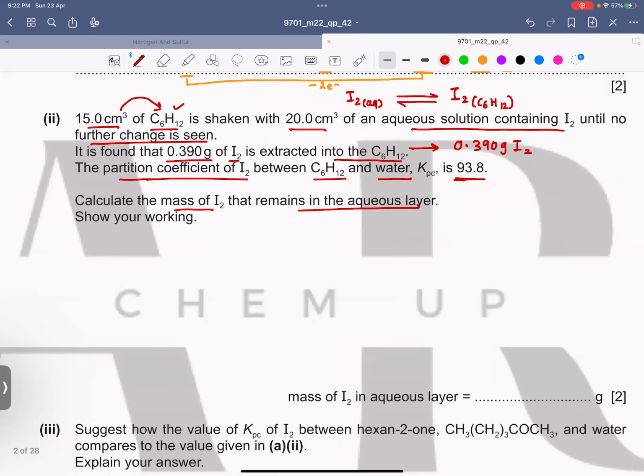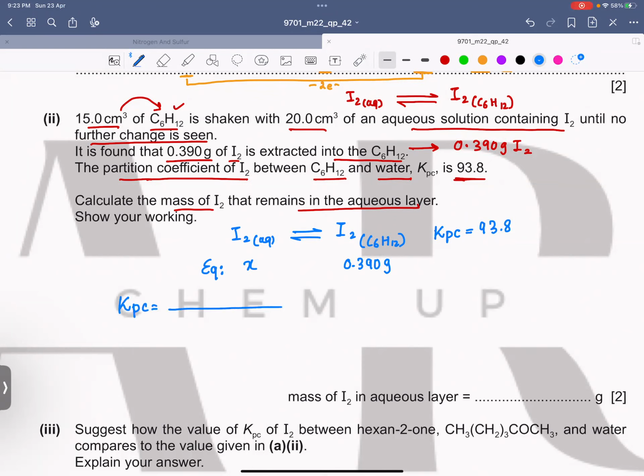So first I would write this equation, that aqueous iodine from the aqueous layer is getting dissolved in the cyclohexane layer. And they have given us the information at equilibrium, that 0.390 gram of iodine is present in the cyclohexane, and they are asking for the amount of iodine present in the aqueous layer, and we consider it as x because we don't know. They have further provided the Kpc, the partition coefficient, that is 93.8.